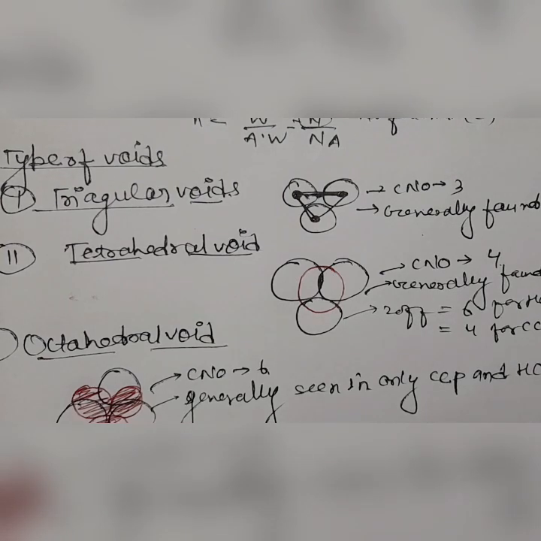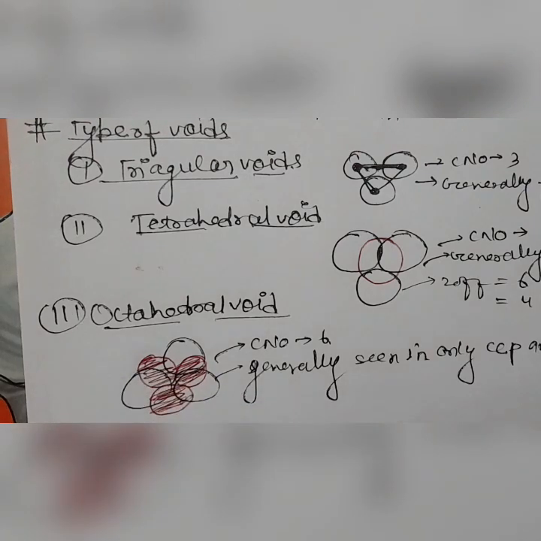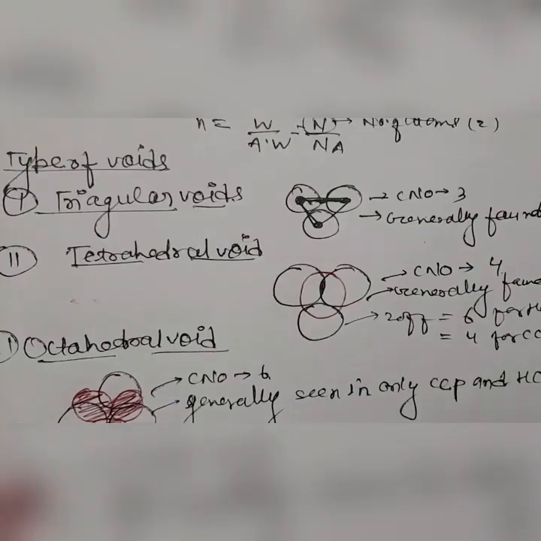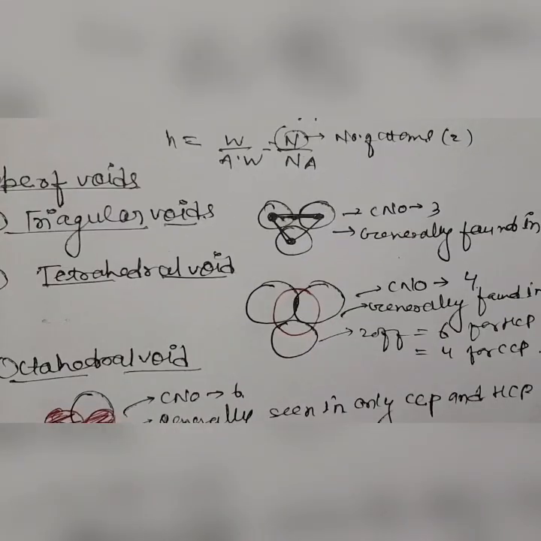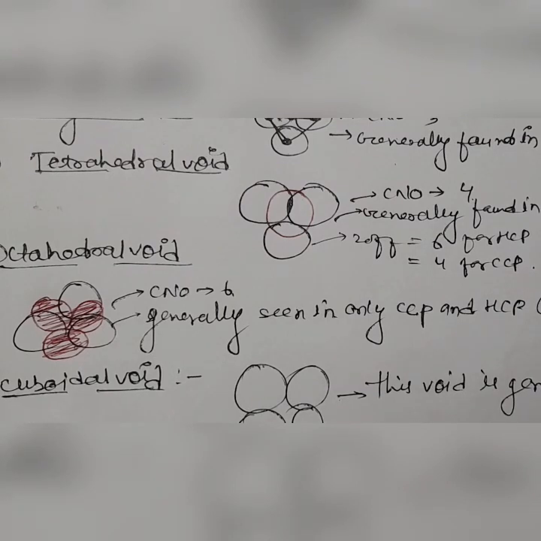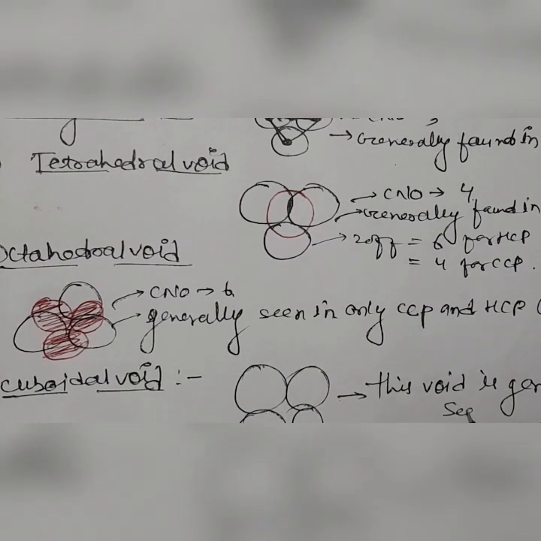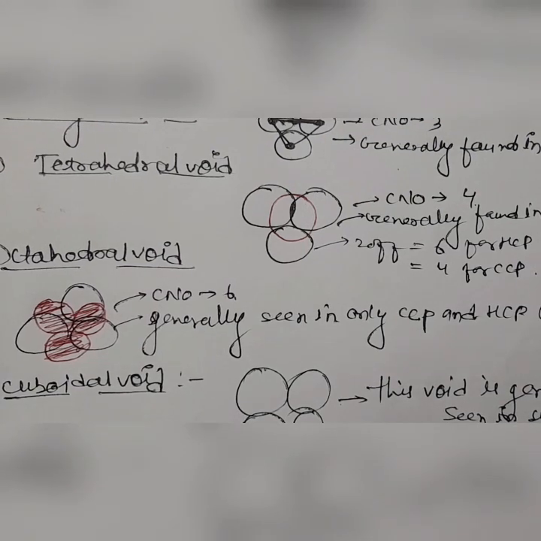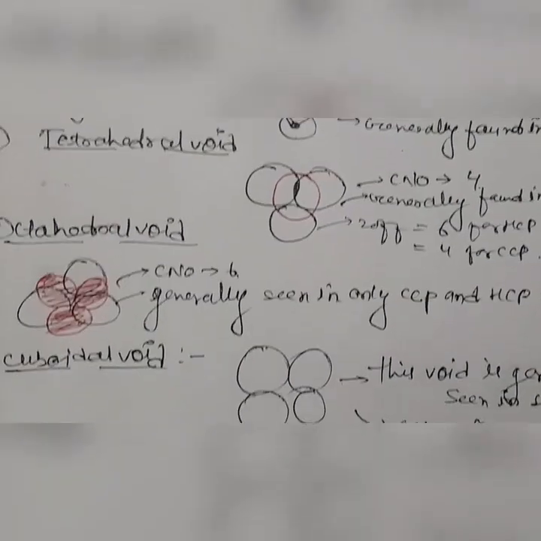And there is a last type of void, generally seen only in the simple cubic cell, that is the cuboidal void. This void is generally seen in simple cubic. Its coordination number is 8.